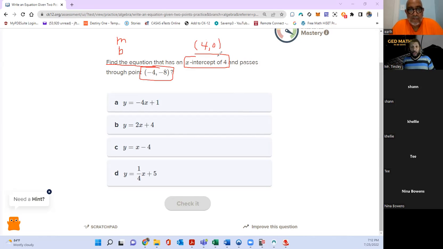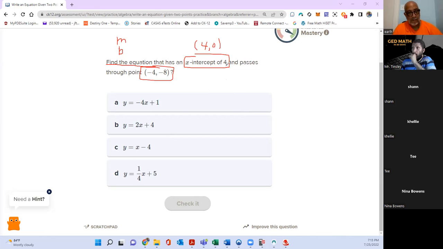To find the equation of the line, I need 2 things: the slope and the y-intercept. Because I have 2 points now, let me find the slope. I thought the x-intercept was -4, no, it says the x-intercept is 4. It's telling you that, and it passes through the point (-4, -8).